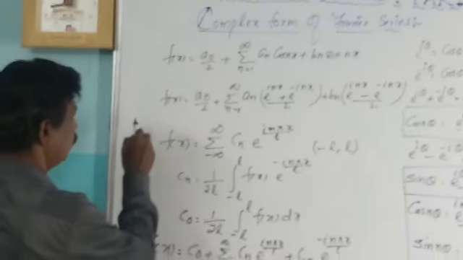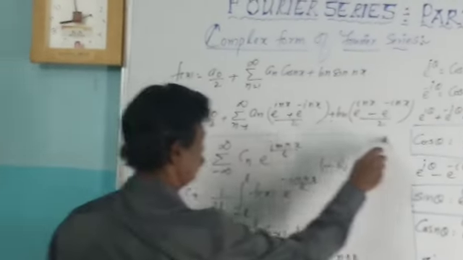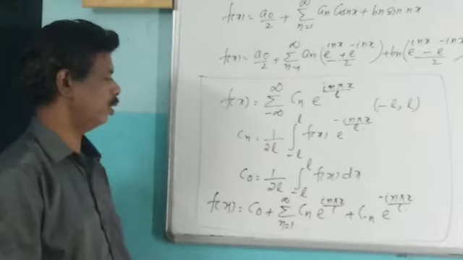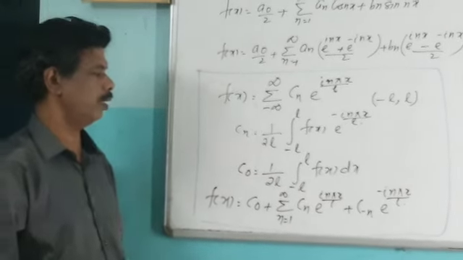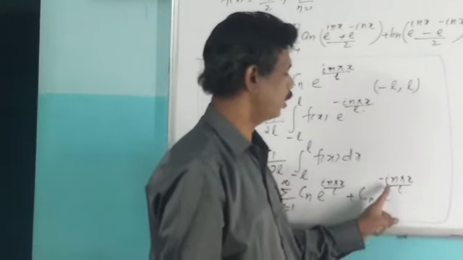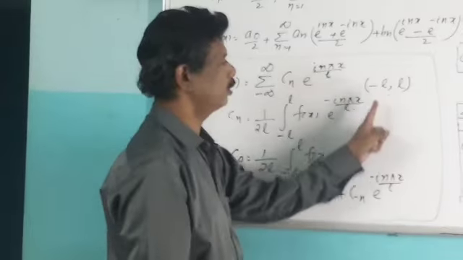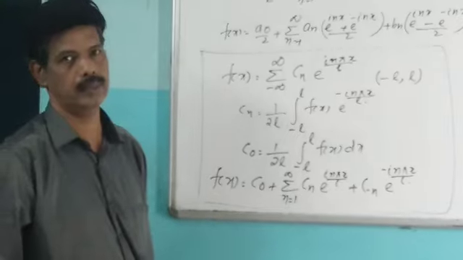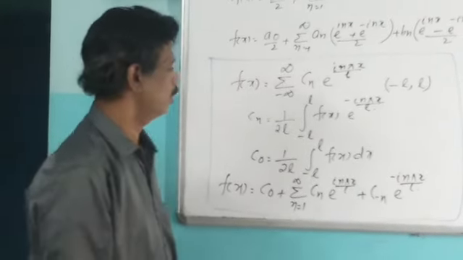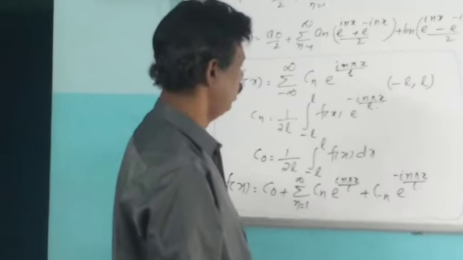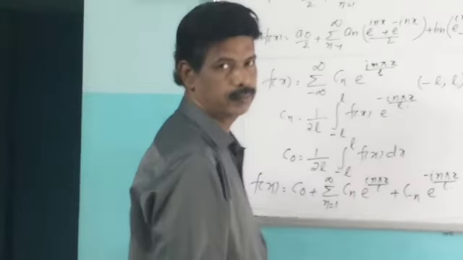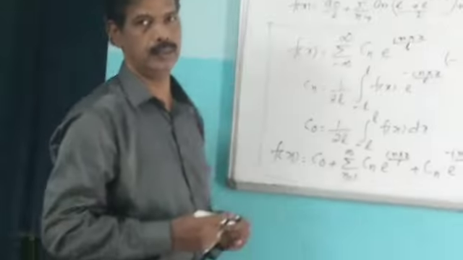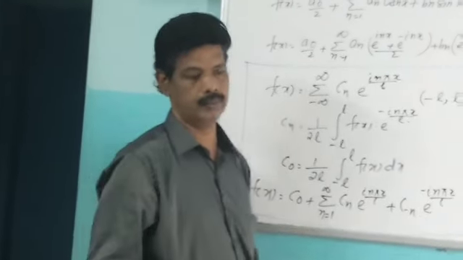Okay, the complex form of Fourier series is from these points. Don't forget about it. This one: f(x) = c_0 + sigma n = 1 to infinity of c_n e^(i n pi x / l) + c_(-n) e^(-i n pi x / l), if the function is defined in the interval minus l to plus l. Okay, is it clear? e^(i n pi x / l), this one. You want to write this i n pi x by l. Ready? Let us go through some problems.